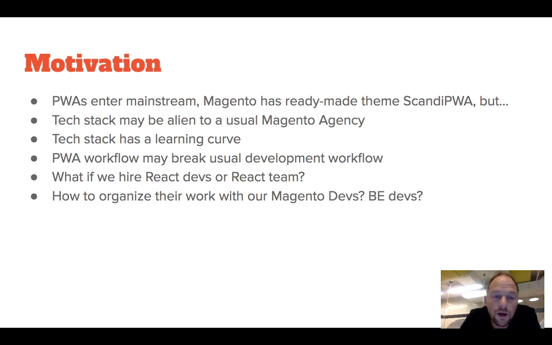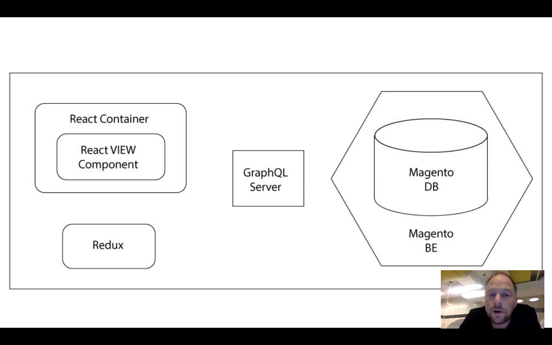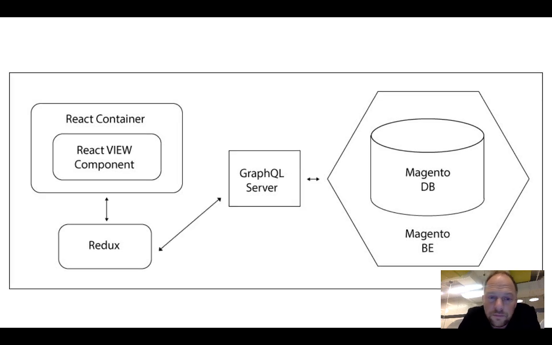We want to organize these React developers efficiently with the Magento team. So let's look at the environment, the app stack where they are working. On the right hand side, it's Magento as we know it. It has a database and a backend that may interact with this database. The GraphQL server also belongs to Magento. That's what they do since 2.3. And that's our data transport. We send requests to a server. We are getting back responses.